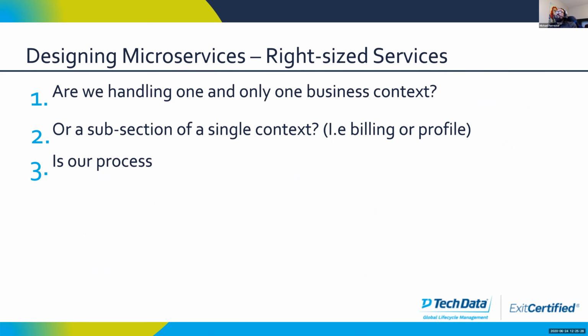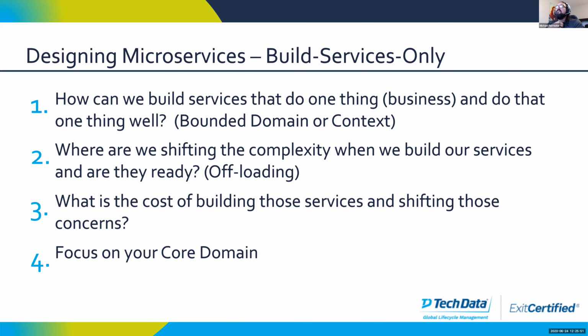The other piece is, how do we right-size services? The questions here are: are you handling one and only one business context, or are you doing a subset of a business context? Is your process independently deployable and scalable? There's a little cutoff there. I'm sure that was me. Is our process independently deployable or scalable? That's what it says, is a service right-sized? And does it handle one business concern? The other is, we want to build services that do one thing and one thing well.